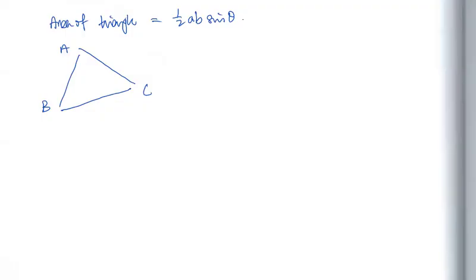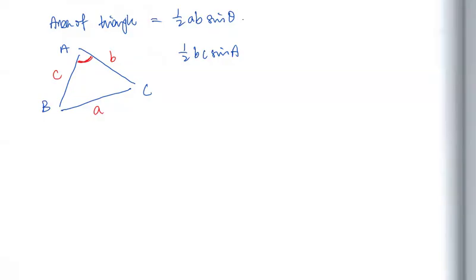Okay, I'm going to call this A, B, C. Then this will be angle A, this will be angle C, this will be angle B. You should know. First I'm going to take this angle first, angle A. So the area of my triangle will be half BC sine A. Agree?